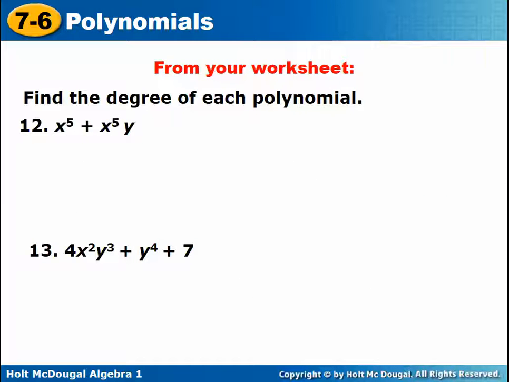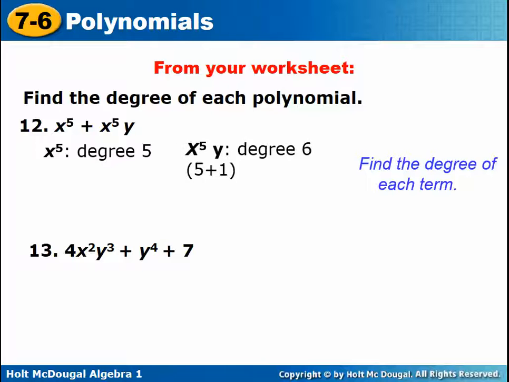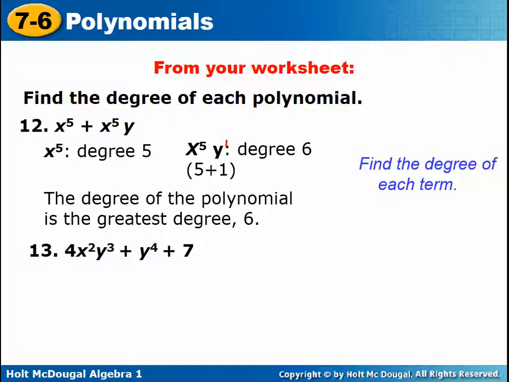Here's some from your worksheet. In number 12, we have x to the 5th plus x to the 5th y. We have to find the degree. So find the degree of each term. Our first term, x to the 5th, has a degree of 5. The second term, x to the 5th y, has a degree of 6 because we would take the 5 plus the 1. The greatest of these is 6. So that's the degree of the polynomial, 6.